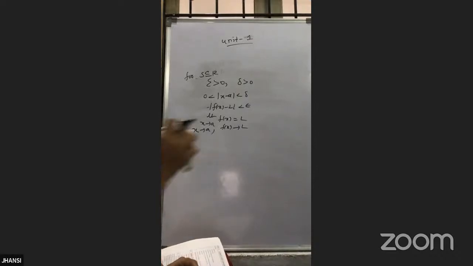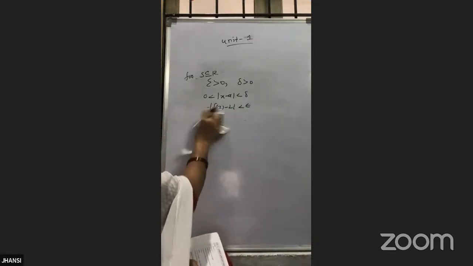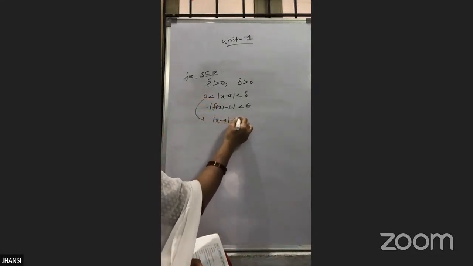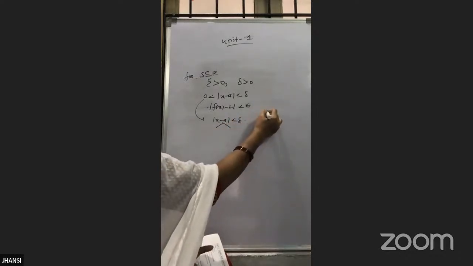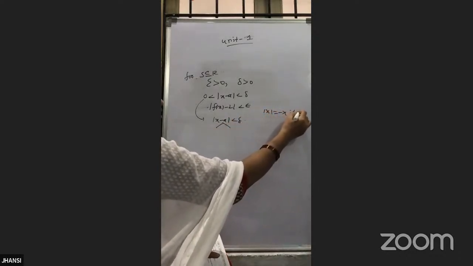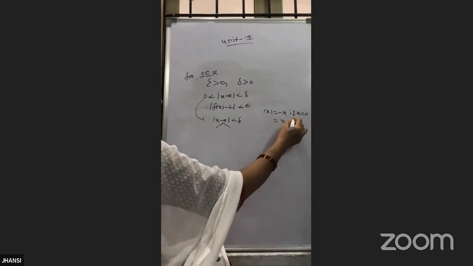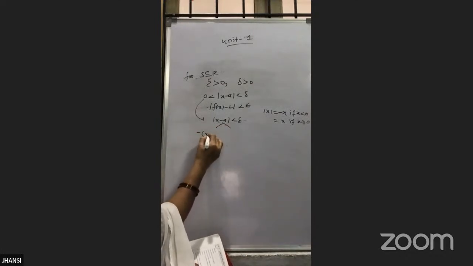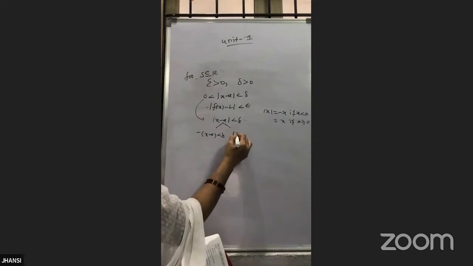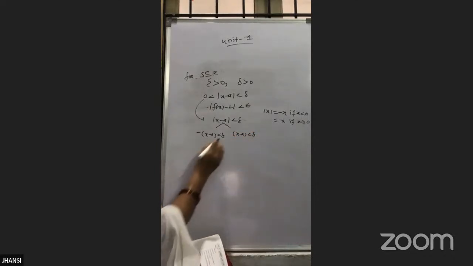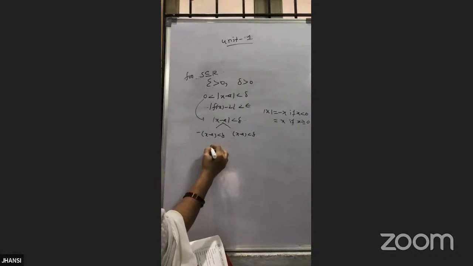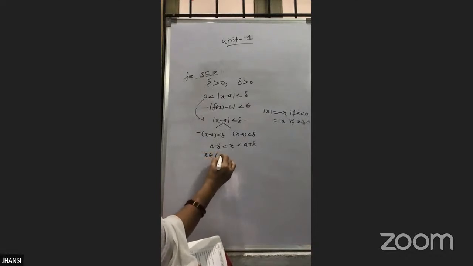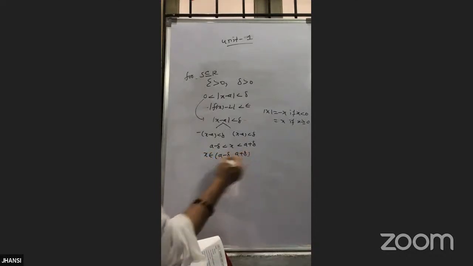Even from this concept, these two have a modulus. If we take out the modulus, I have told you the modulus is equal to minus x if x is less than 0, and equal to x if x is greater than 0. If you remember that concept, from here you will get minus of x minus a less than delta, and here x minus a less than delta. If you simplify this, you will get a minus delta less than x less than a plus delta. That means x belongs to the interval (a minus delta, a plus delta).